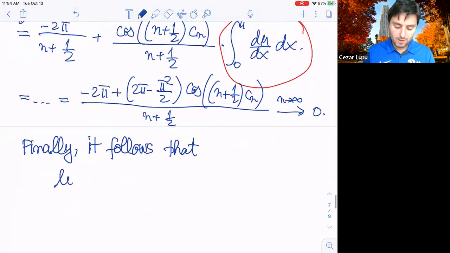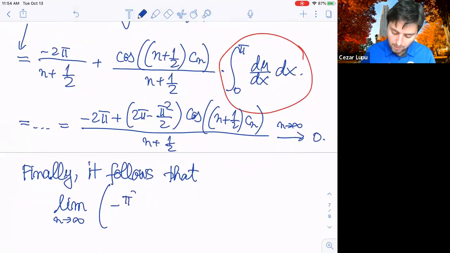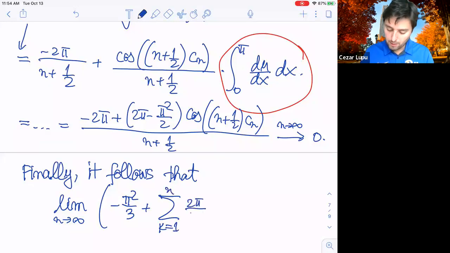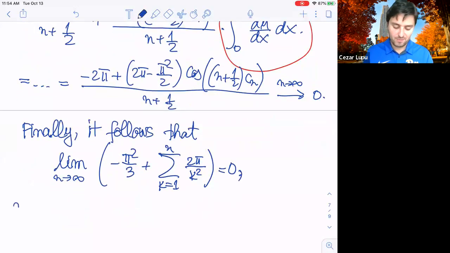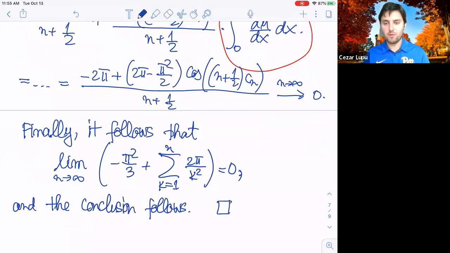the limit as n approaches infinity of that guy, which is this guy here, negative pi squared over 3 plus the sum from k equals 1 of 2 pi over k squared is 0. And you will get the result, and the conclusion follows. We'll get immediately the Basel problem. Okay, so that's the end of the proof.